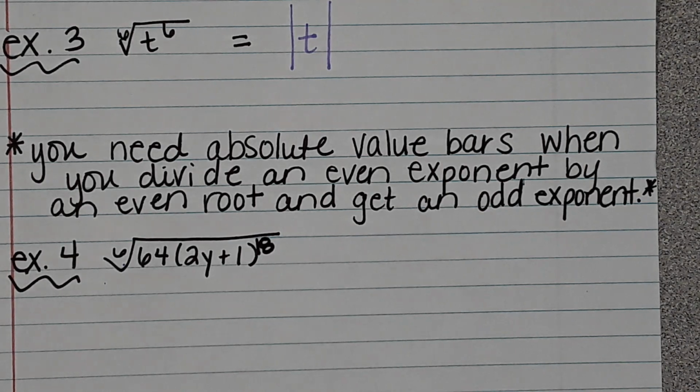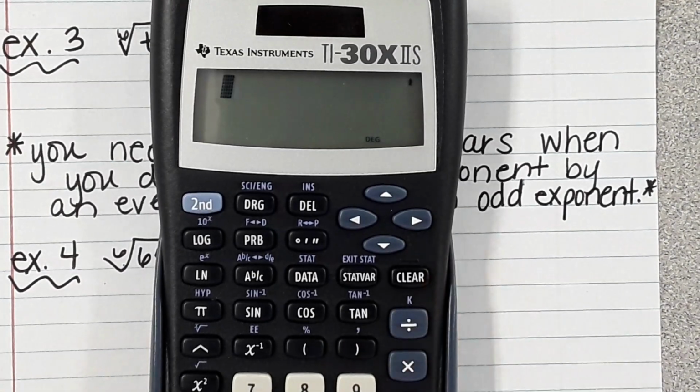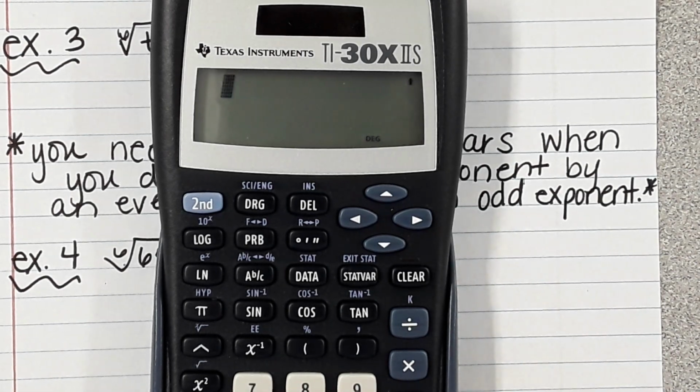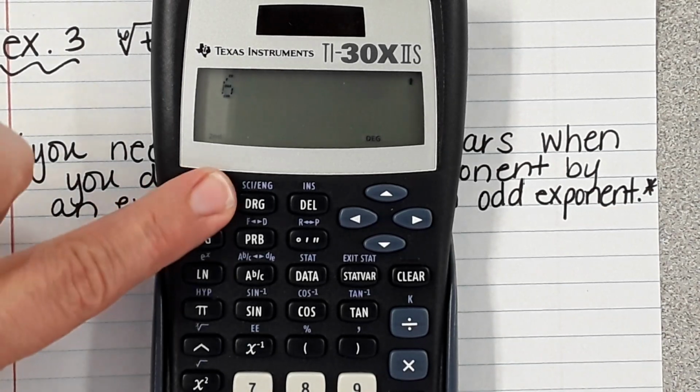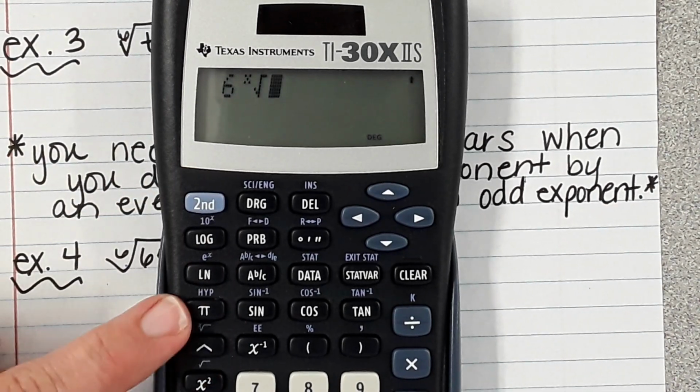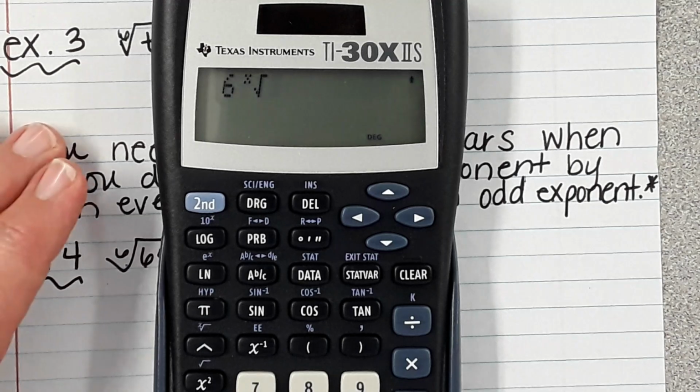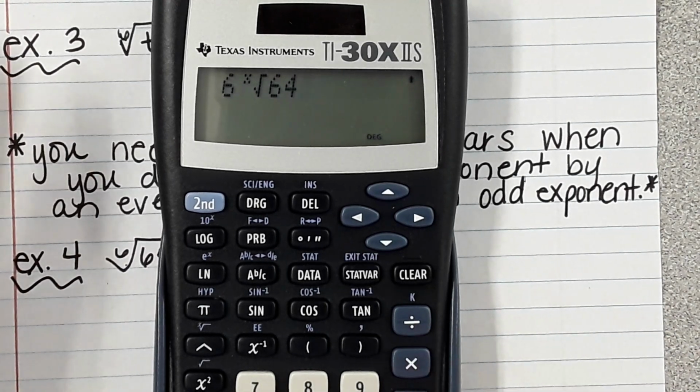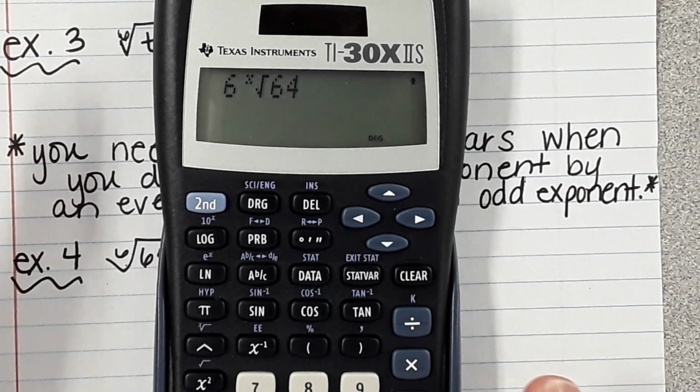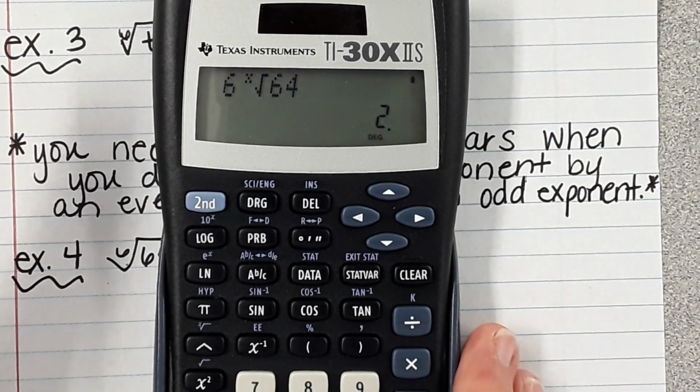If you don't know, you can go to your calculator, and remember I taught you. So if I'm using this one, what goes in first? The root or the number underneath the radical sign? The root. The root goes first, which in this case is 6. Second, caret key, this little key right here. And then 64, which is 2.